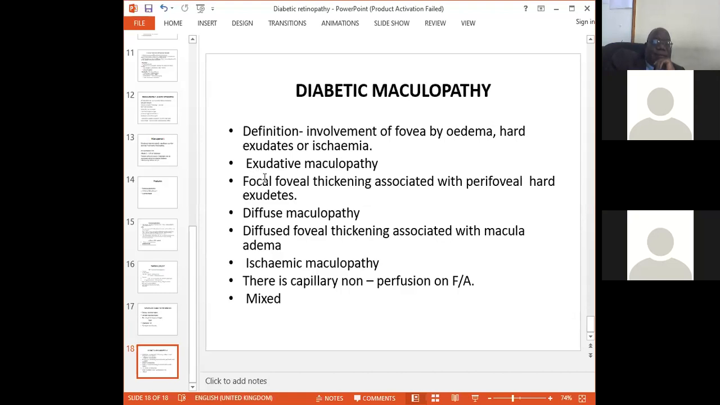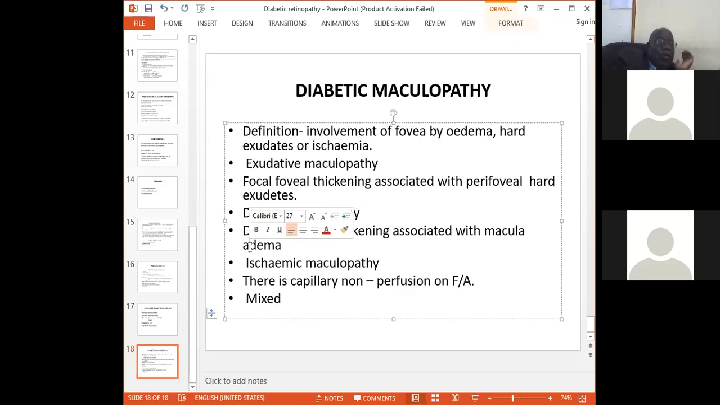You can have exudative maculopathy, focal foveal thickening associated with perifoveal hard exudates can occur. Diffuse maculopathy, diffuse thickening associated with macular edema occurs, or ischemic maculopathy where there is capillary non-perfusion.